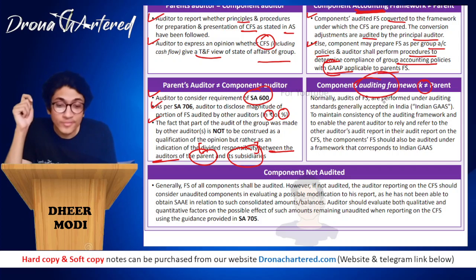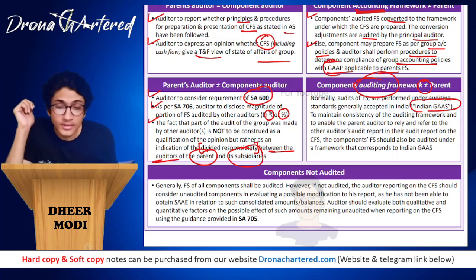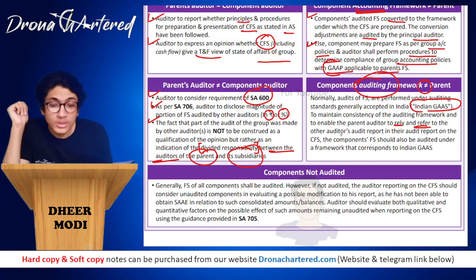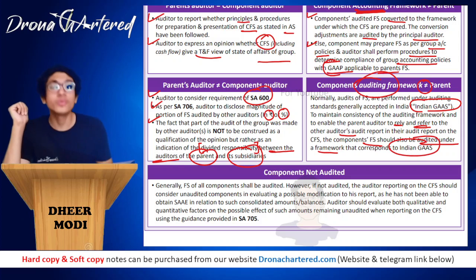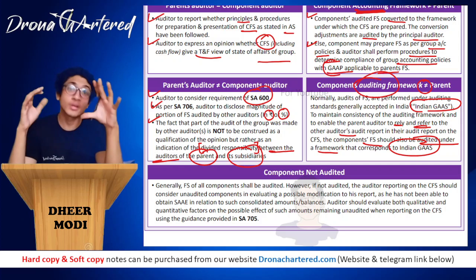So normally, audits of financial statements are prepared under the auditing standards generally accepted in India, that is called Indian GAAS. This is not the gas that you are thinking. These are your generally accepted audit standards. To maintain consistency of the auditing framework and to enable the parent auditor to rely and refer to the other auditor's report in their audit report, the component financial statements should be audited under a framework that corresponds to the Indian GAAS. That also has to be audited as per your Indian GAAS or another framework which is very similar to the Indian GAAS.